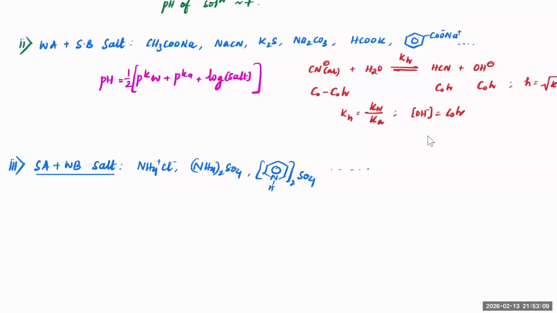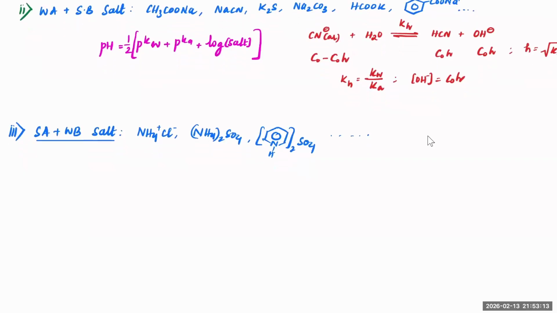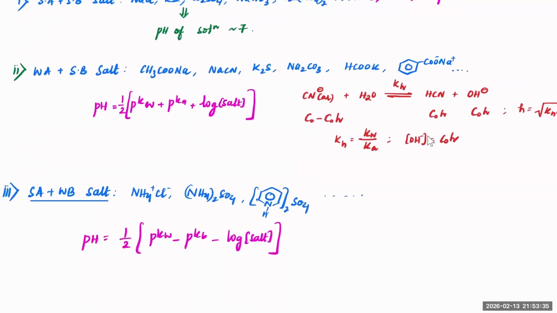Now, one thing you should remember, first let me write the formula, then I'll come back. In such cases, how do we calculate the pH? pH will be simply half of pKw minus pKb minus log of salt ion concentration. This is for a strong acid, weak base salt. Now, one thing you need to remember and realize is that in the first case, you are generating OH minus in the solution. Therefore, the pH value always has to be greater than 7 in the first case.